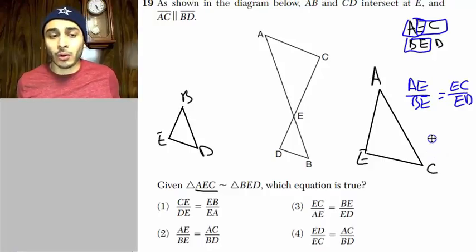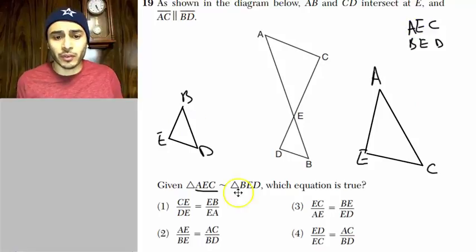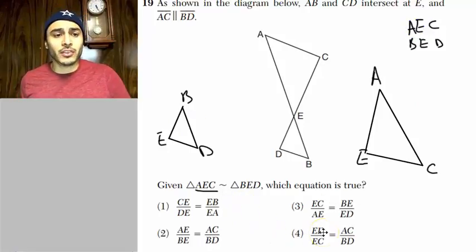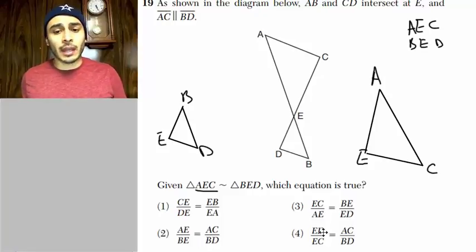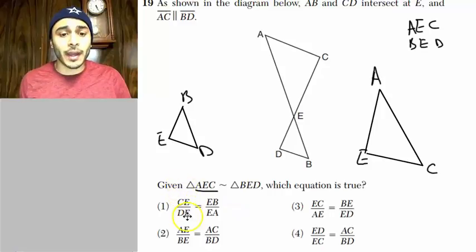You see that? So you can even write proportion statements just from the similarity statement. And then that's what they did here, right? So they wrote a bunch of proportions, and then your job is to just look at each of the options and pick the one that's true. So let's go ahead and look at the first one.